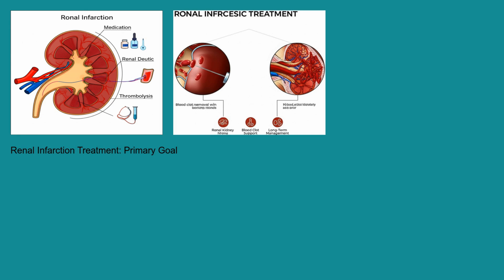Thrombolysis, which involves injecting clot-dissolving drugs directly into the renal artery, can be effective if administered within a few hours of the onset of symptoms. In rare cases, surgery or angioplasty, a procedure to widen the blocked artery with a balloon, may be required. Management also includes controlling pain, managing blood pressure, and providing supportive care to maintain kidney function. Long-term management often involves continued anticoagulation to prevent future clots and monitoring kidney function regularly.